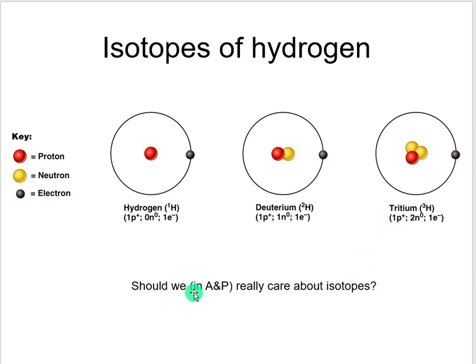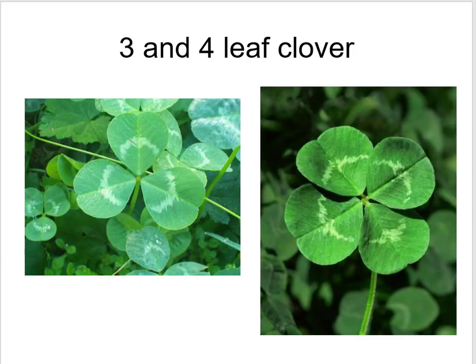So should we in A&P really care very much about isotopes? Truth be told, for the stuff that we do in normal physiology, we don't need to care about isotopes at all. Where you need to care is that some of these isotopes are radioactive, and different doctors, clinicians, or researchers use the radioactivity of different isotopes to measure pretty important things in the body. So there are clinical applications to these things, but for normal healthy physiology, we don't need to concern ourselves with isotopes.